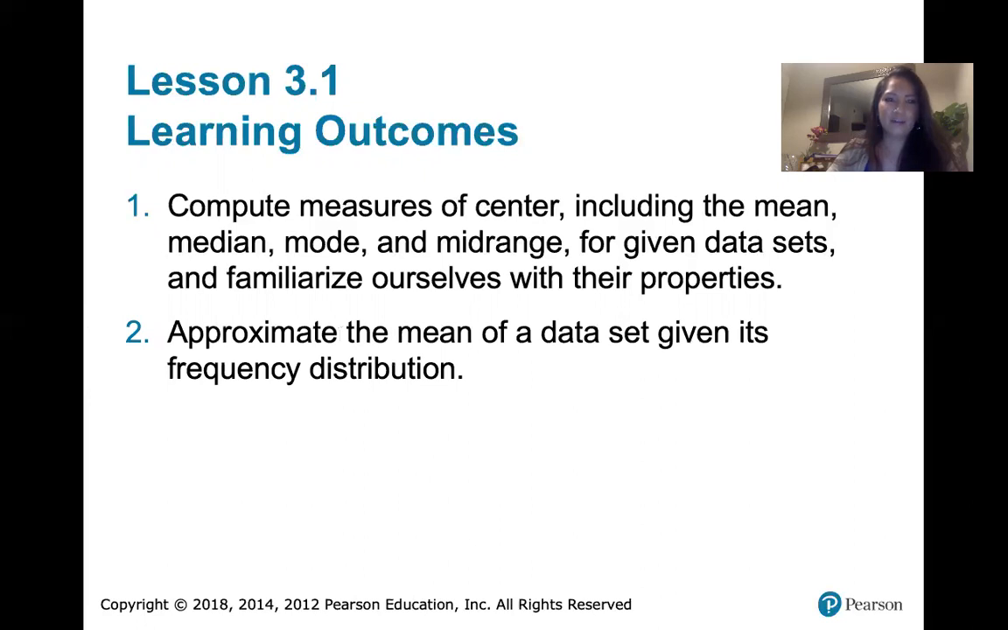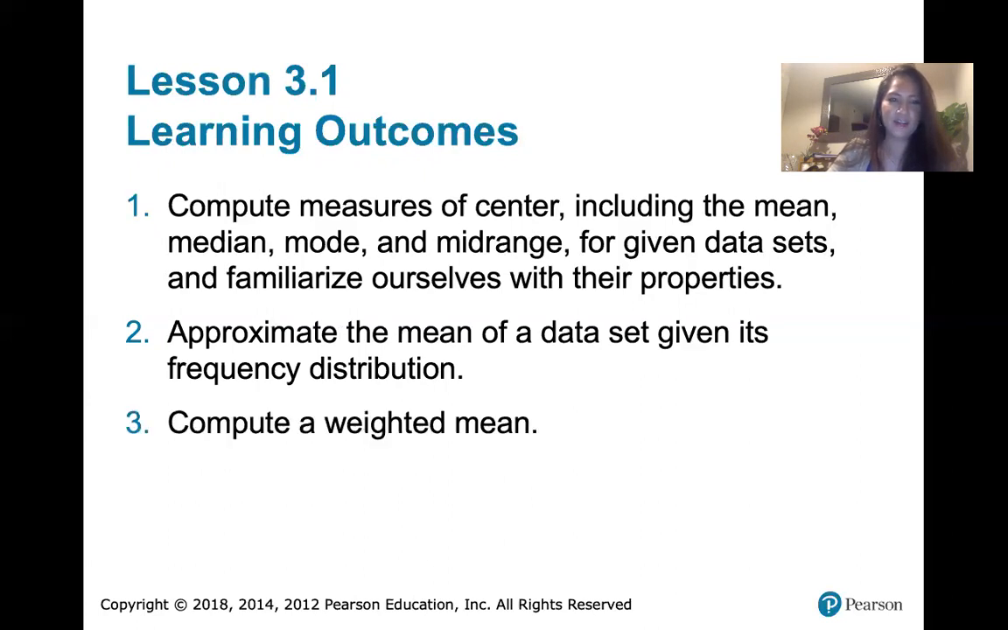Here is another way that we can measure the center. We can approximate the mean of a data set if we're given its frequency distribution. So if we don't actually have all the data, but we have a frequency distribution, which is a summary of the data, we can estimate the mean. It won't be exact, but we can find an approximation of the mean using a certain formula. We'll talk about that later in our second learning outcome.